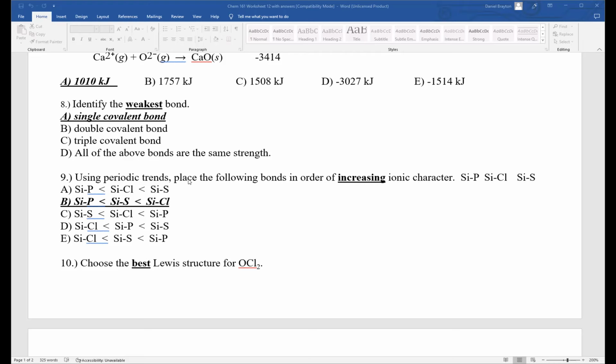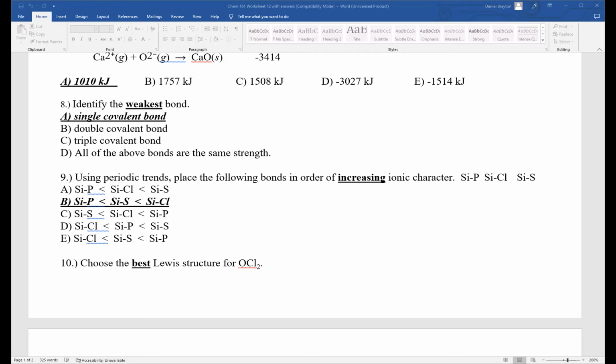Let's see, 9. Using periodic trends, place the following bonds in order of increasing ionic character. Looks like they held the metal of the ionic bond constant, right? It's silicon. So you're not really looking at the silicon, you're looking at the other element that's there.